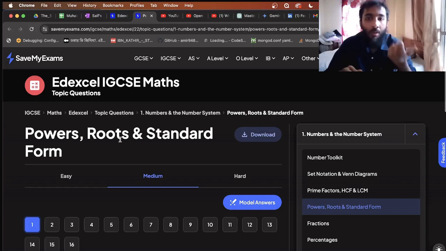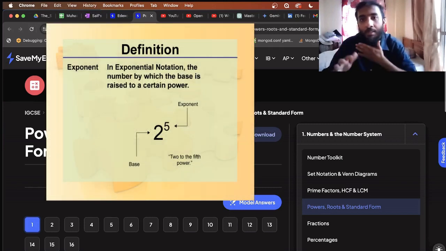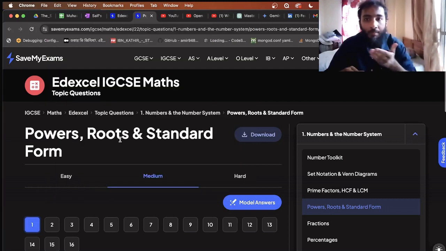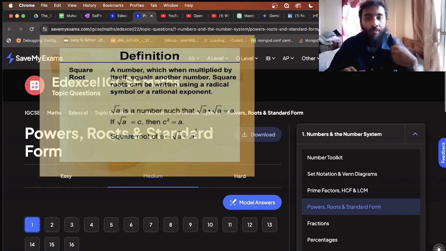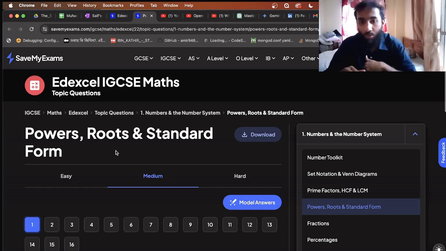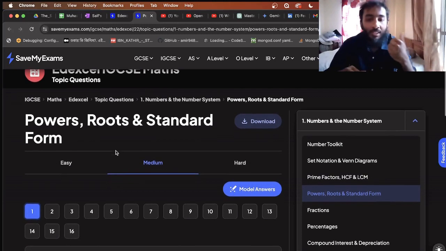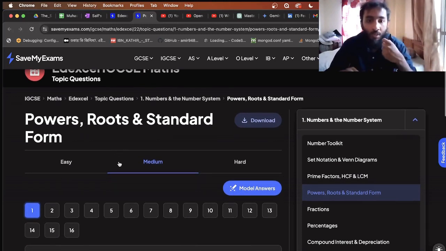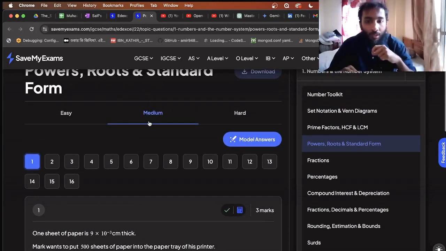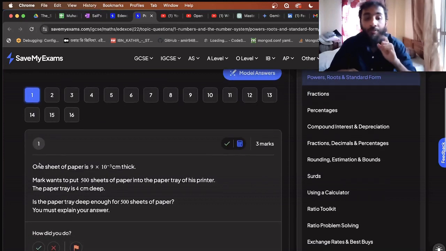So what are powers? Powers is basically a repeated multiplication of numbers. For example, 2 to the power 5 means 2 multiplied by 2 multiplied by 2 multiplied by 2 multiplied by 2. So 2 multiplied 5 times is 2 to the power 5, and roots is the inverse of the power, which is the fifth root of 32 is 2. For more explanation you can research the concepts of powers and roots. I'll focus on the problem solving, at the medium level. So let's start with the first problem.